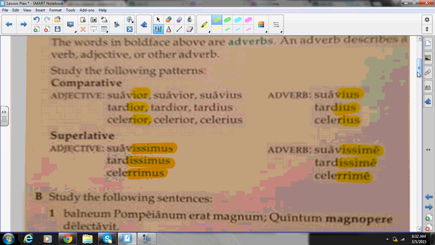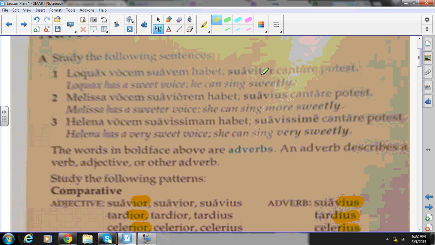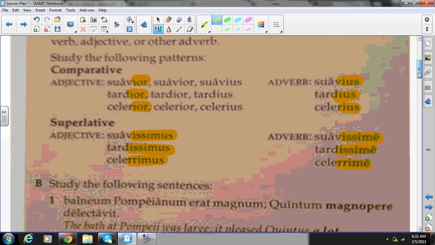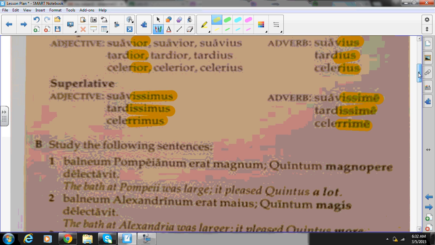As far as positives are concerned, we saw up here we have ITER for suaviter. That's for the third declension adjectives. For the first declension adjectives, we're just going to take off the US and add an E. An example of that will follow. I'll show you that in a second.